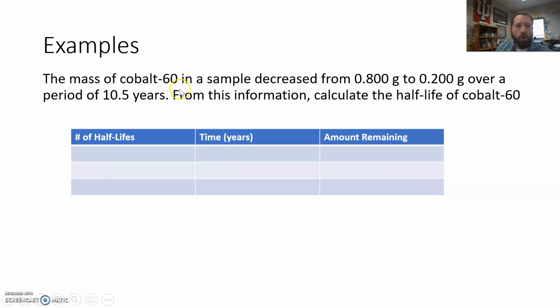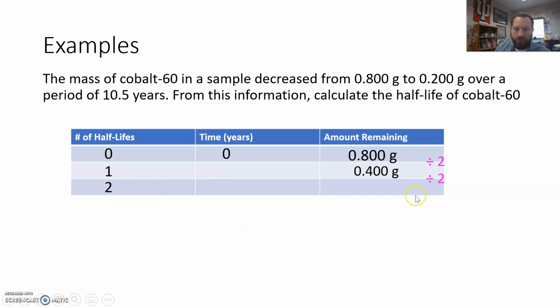The mass of cobalt-60 in a sample decreased from 0.8 grams to 0.2 grams over a period of 10.5 years. So from this information, calculate the half-life of cobalt-60. A little different question here. That's okay. We can use our column to solve it just the same. So at time equals 0, 0 years have passed, 0 half-lives have passed, we started with an initial amount of 0.8. After 1 half-life, we'll be down to 0.4 grams. Now, I haven't added in years yet because I don't know what the half-life is. That's what we're trying to figure out.